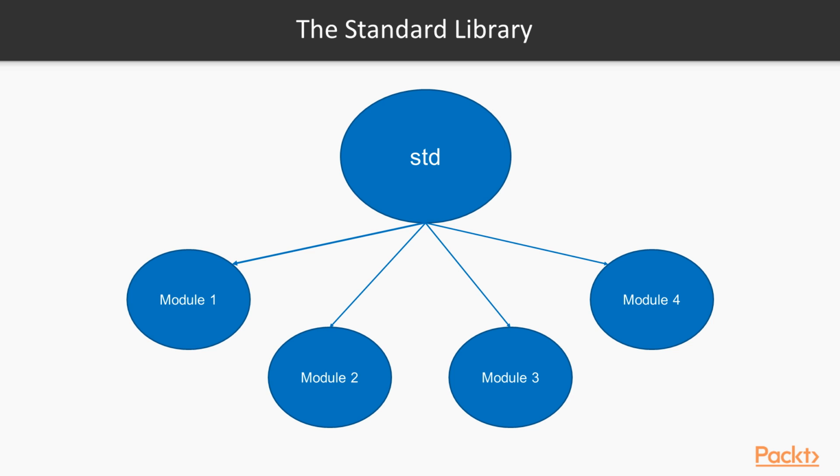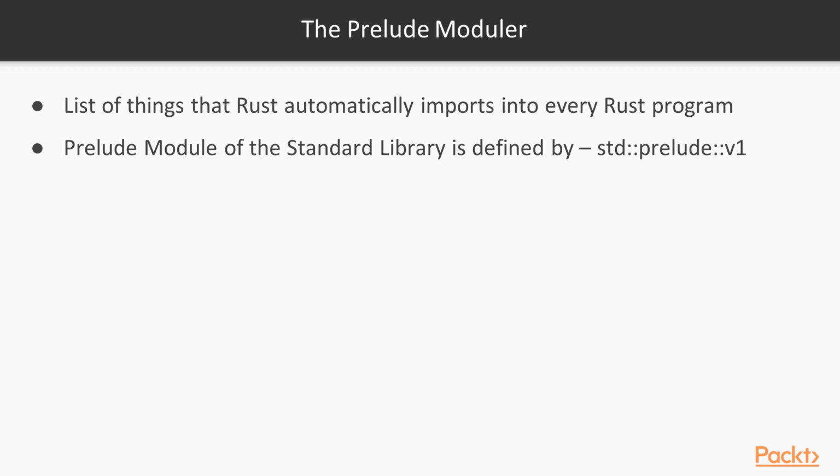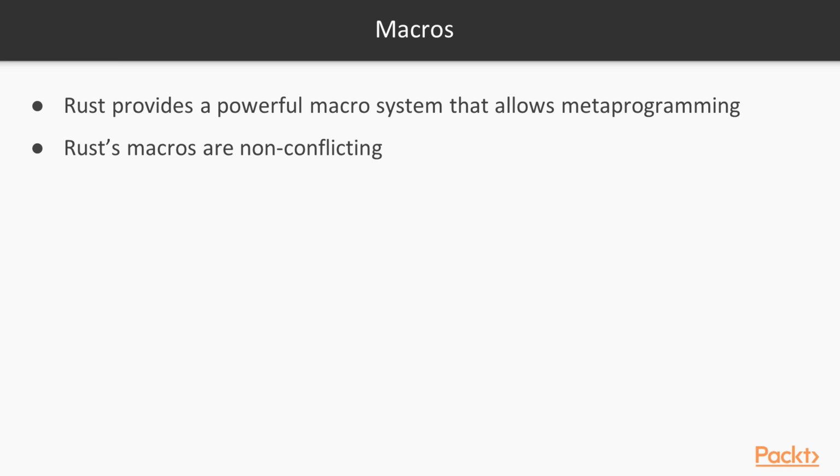Okay, moving on to the Prelude module. This is basically the collection of some important things, and as the module belongs to the standard library, it's added to every Rust program automatically. Like the standard library, other libraries of Rust can have their own defined Prelude modules. The Prelude module of the standard library is defined by std::prelude::v1.